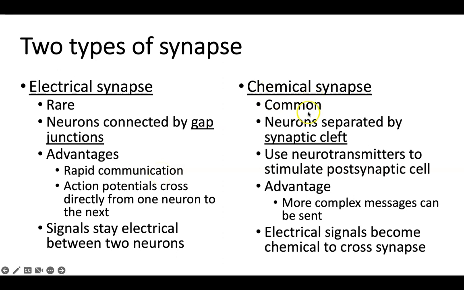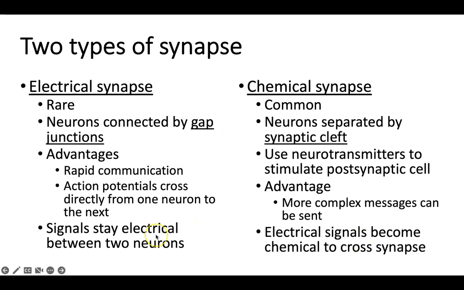The chemical synapses are by far the most common. And in these, again, the presynaptic and postsynaptic cells are separated by a synaptic cleft. These chemical synapses use chemicals called neurotransmitters that come from the presynaptic cell to stimulate the postsynaptic cell. The big advantage here is that you can have more complex messages. So instead of just having one signal coming from the presynaptic cell, you may have multiple signals, or you may have multiple presynaptic cells sending signals to the same postsynaptic cell.